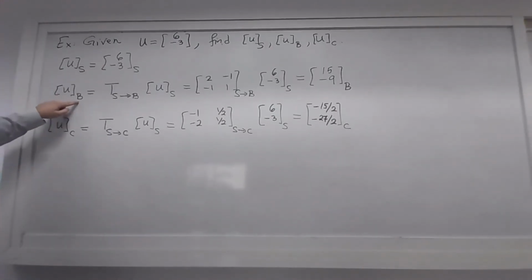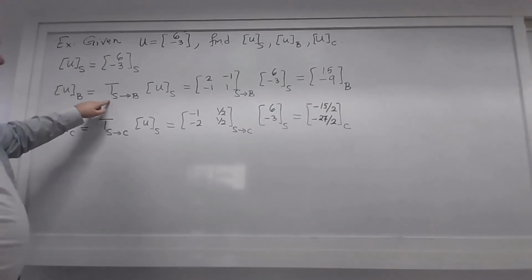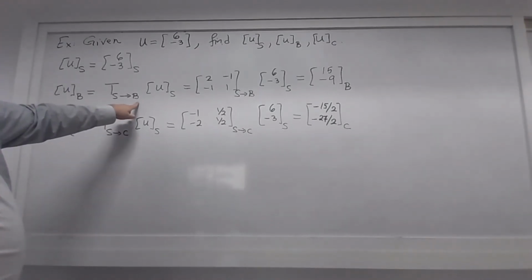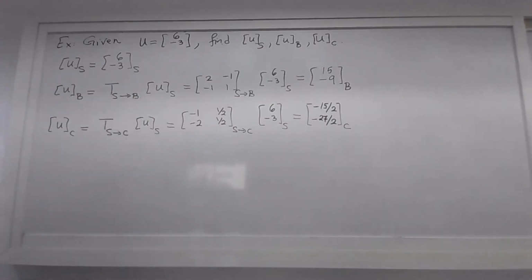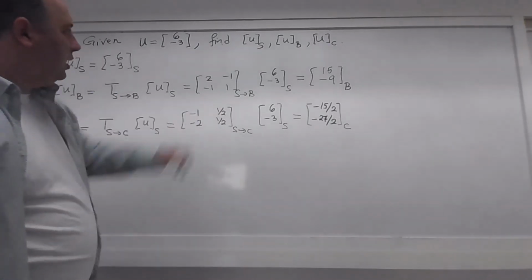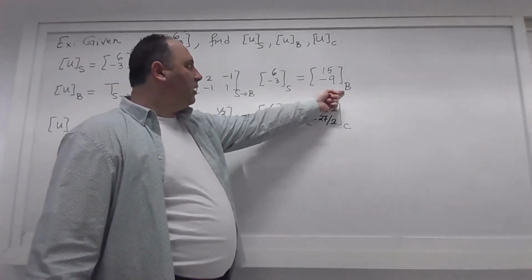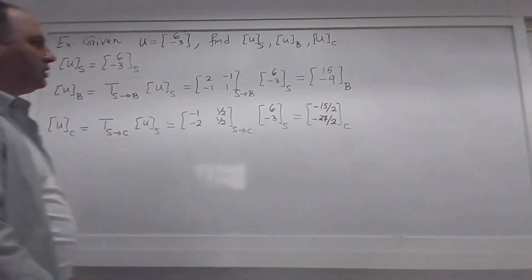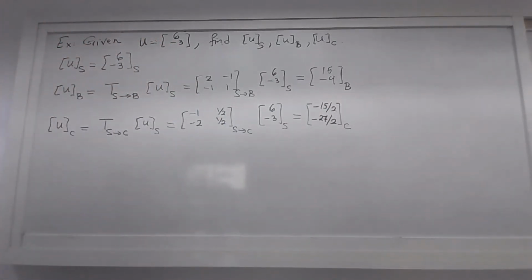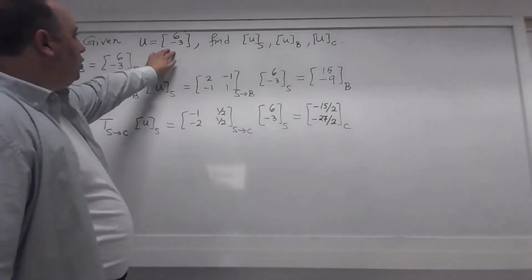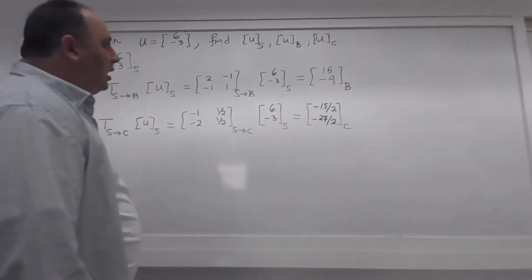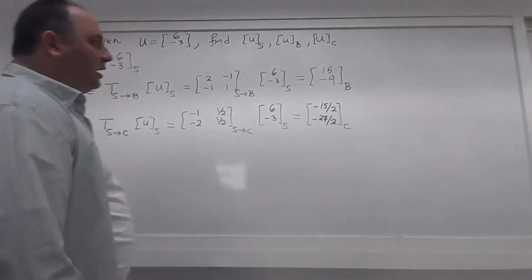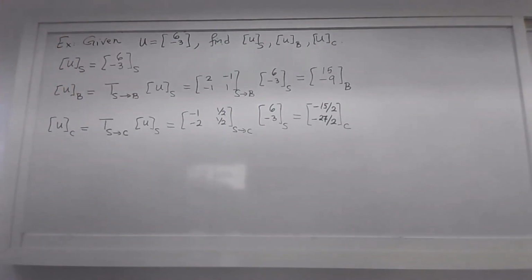Now, the coordinates of the vector in basis B, that's something that requires work. So I need the transition matrix from the standard basis to basis B. Here it is, and I multiply it by the coordinates in the standard basis, so by the vector itself actually. Do the product, and here I get the coordinates of the vector u in basis B, 15 and minus 9. That means this vector u is 15 times the first basis vector in basis B, plus minus 9 times the second basis vector in basis B. That's the meaning of the coordinates.